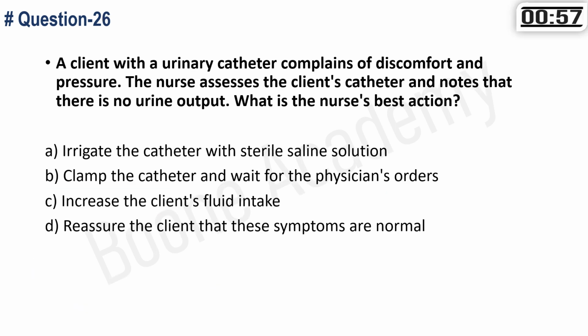Question 26. A client with a urinary catheter complains of discomfort and pressure. The nurse assesses the client's catheter and notes that there is no urine output. What is the nurse's best action?